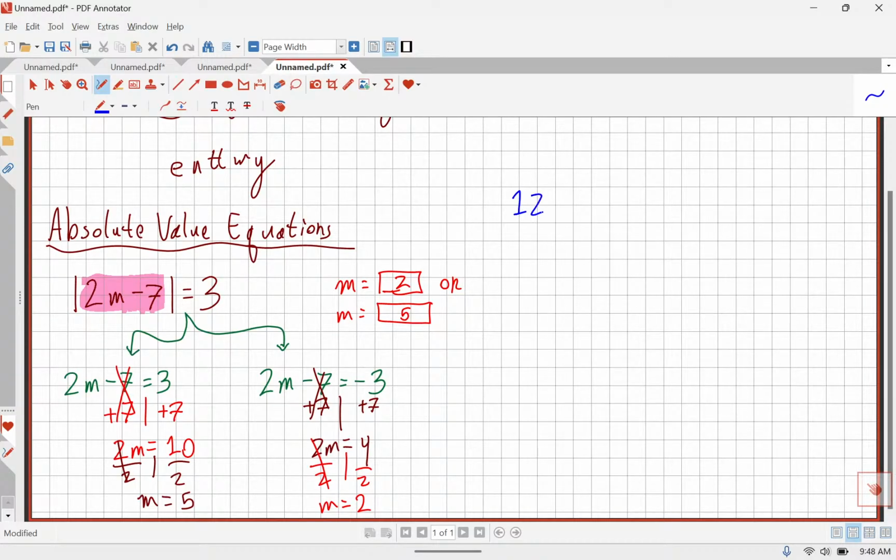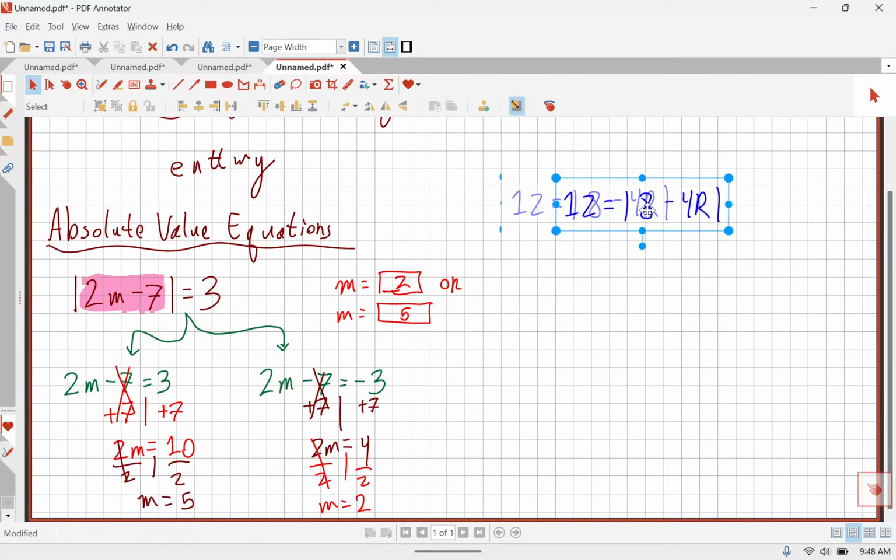12 equals the absolute value of 8 minus 4r. Go ahead, guys. R can take two values here. What are they?